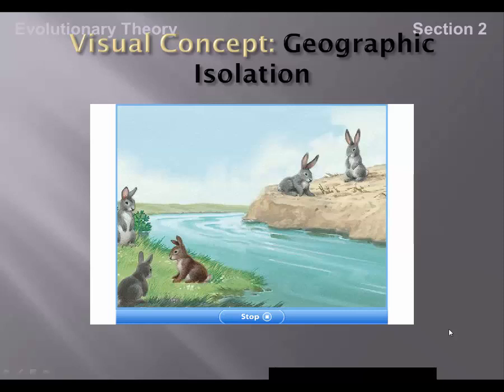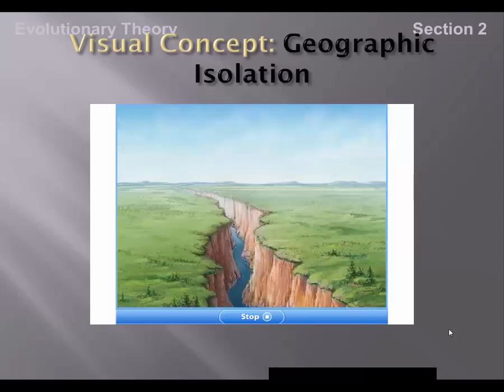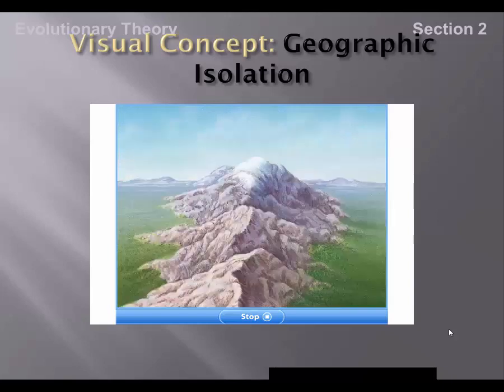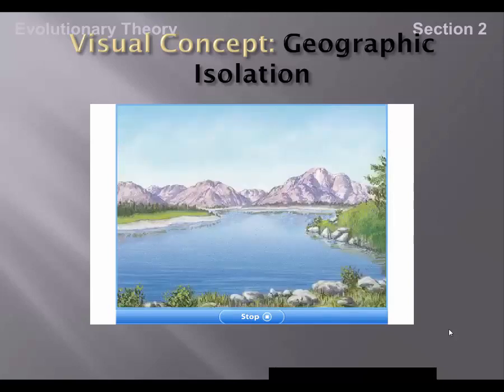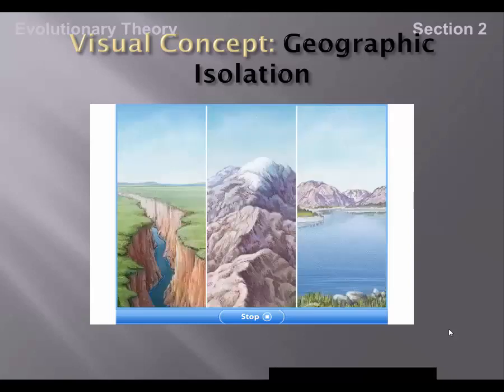Geographic isolation is the physical separation of populations of organisms. Populations may become separated by a newly formed canyon, a mountain range, or a body of water. Any barrier that keeps members of one population from coming into contact with another population isolates those populations.